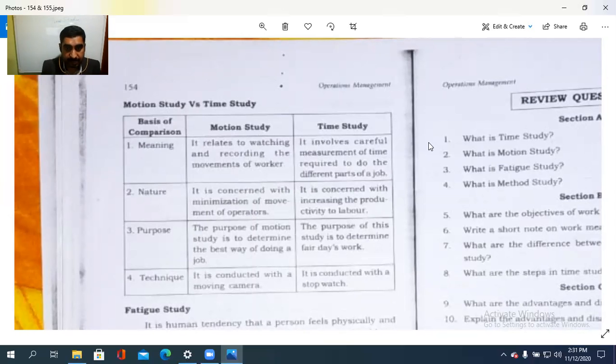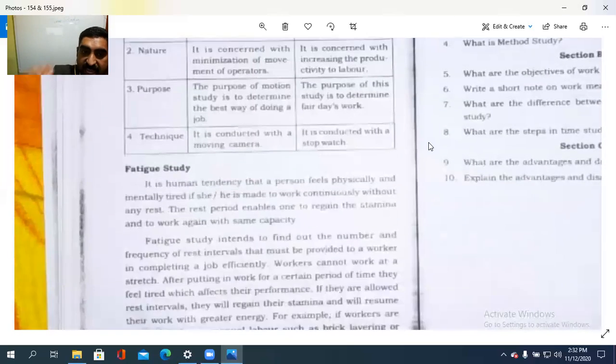study purpose is to determine a fair day's work, and the technique is observing through a movable camera, while through a stopwatch it is checking. So these are the differences between a time study and a motion study.